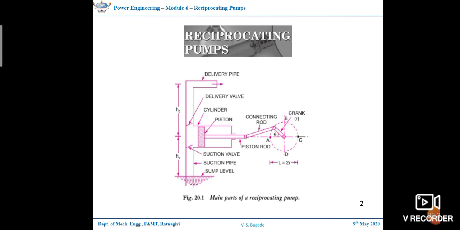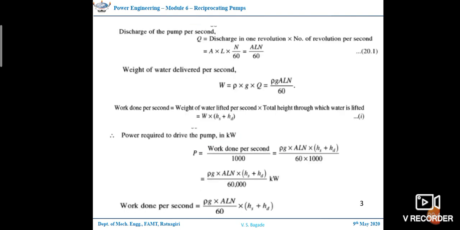Then the other parts are the connecting rod and the crank. Now we will find out how much is the discharge, work done and power given by the single acting reciprocating pump. The discharge of the pump per second is equal to the discharge in one revolution multiplied by the number of revolutions per second, and this is equal to ALN upon 60.